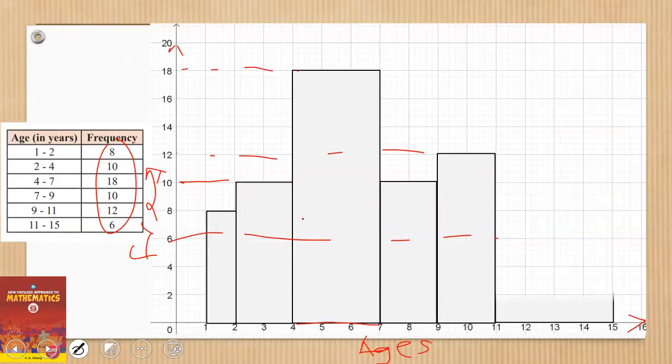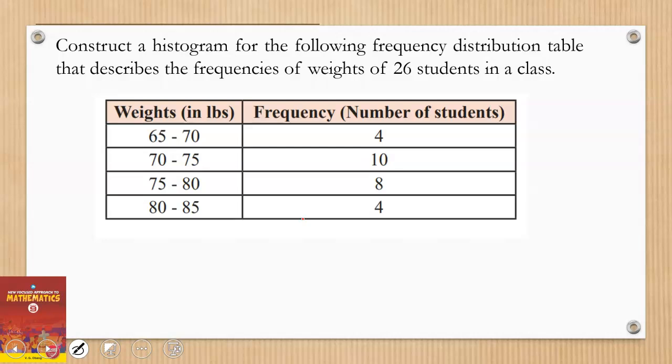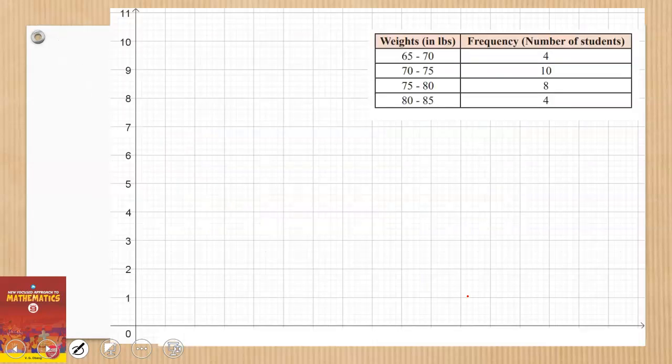So now we can go to the third question. Here we are given the data, they've given us everything here, that the interval is given, and here you can say the intervals are equal. 65, 70, 70, 75, 75, 80, 80, 85, equal intervals. So we anticipate the bars to be of the same width. Okay, so that is what we are going to do. So now let's see how we can handle that question.